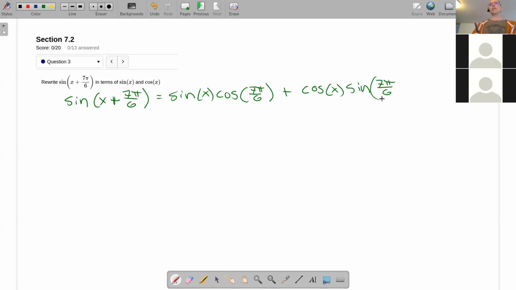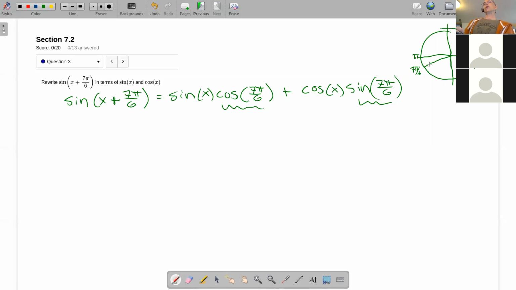Now I see the pi over 6 in there, so that means this is related to pi over 6, a special angle, so I should be able to find an exact answer for this and that. So I just want to think about that on the unit circle for a minute. 7 pi over 6. 6 pi over 6 would be over here at pi, so 7 pi over 6 is just a little further along.